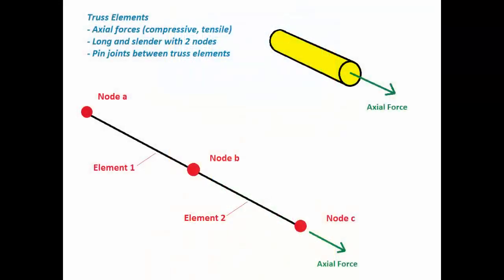In Abaqus, truss elements carry only axial loads, and they deform only by axial stretching. Basically, truss elements are one-dimensional bars or rods. Since truss structures, at least theoretically, are designed to carry purely axial loads, that is tensile and compressive loads, and do not undergo bending, this makes Abaqus's truss element the ideal element for truss analysis.